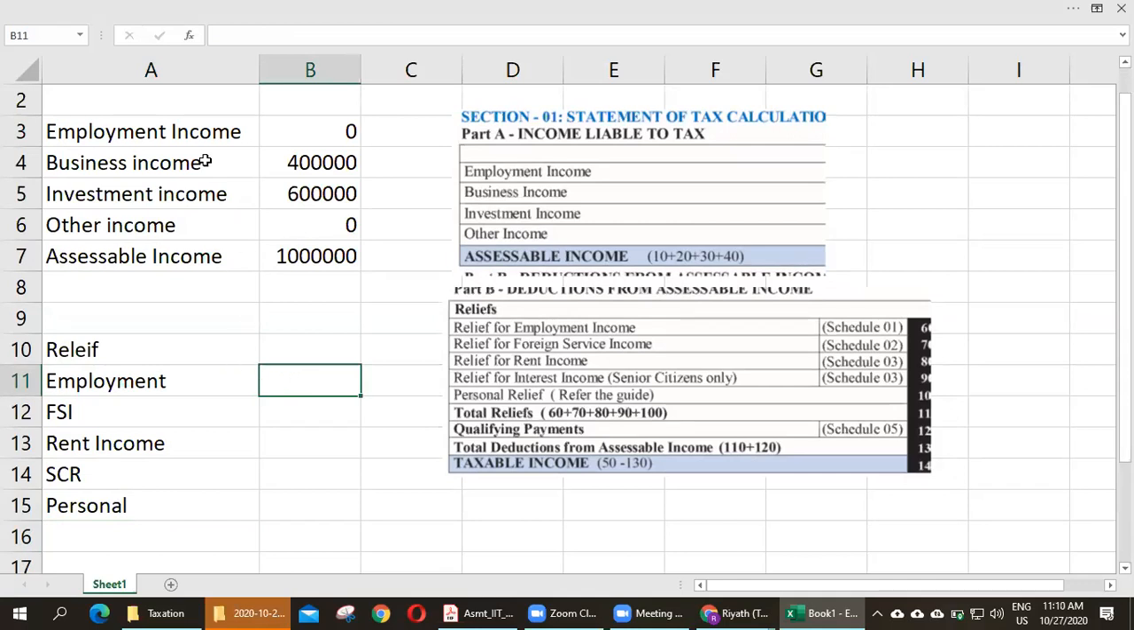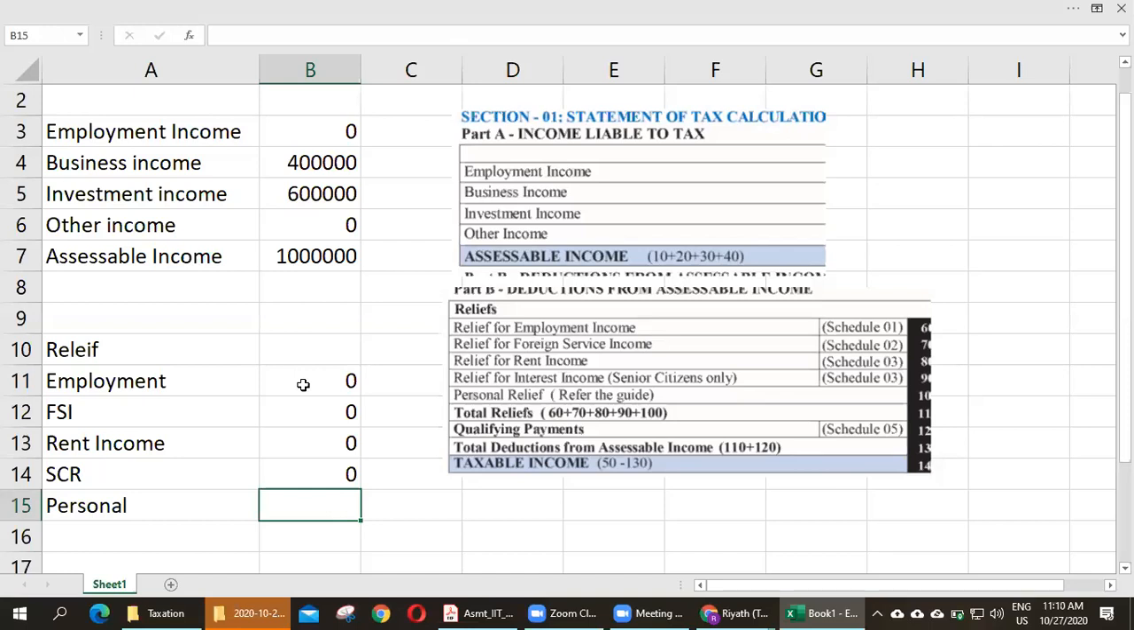Does Mr. Pereira have any employment income? No. Therefore, he is not entitled to employment relief. And foreign service income, no, he doesn't have any foreign income. Rent income, he doesn't have any. He is not a senior citizen, therefore he is not entitled to this. And personal relief is common for all. That is a maximum of 500,000.